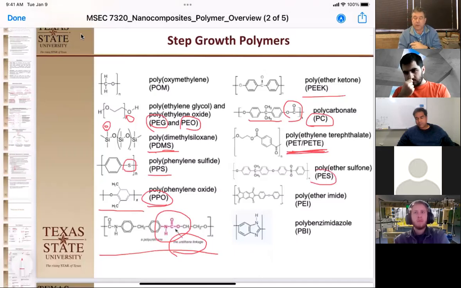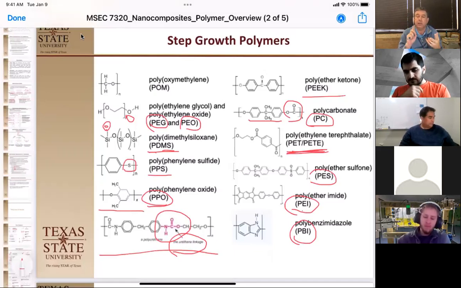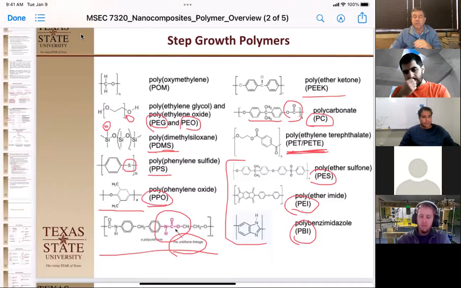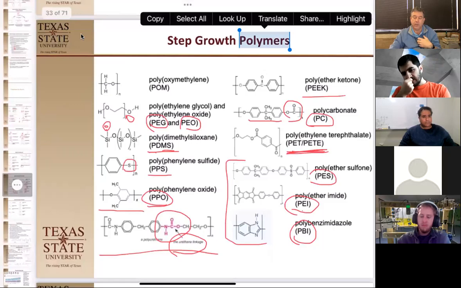Polyether sulfone, the poly-EI, which is ether imide, and polybenzimidazole are all high temperature polymers. You're going to look at these for electronics packaging, circuit board coatings, and films used to insulate batteries and stuff like that. So all of these are high temperature processing materials that we'll see, and we can change their properties again with our nanocomposites.